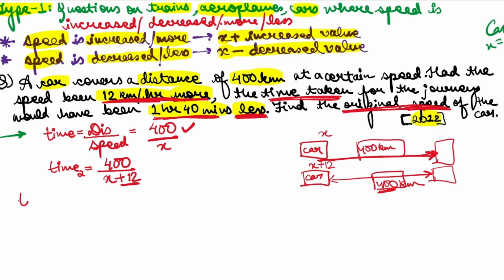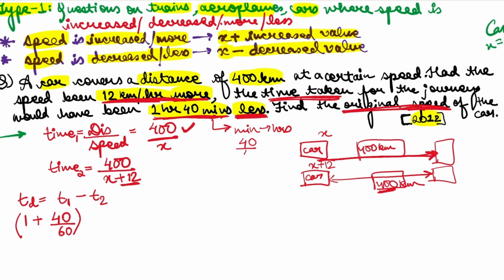Then in that case, time difference becomes equal to what? Time taken by 1 minus the time taken by 2, which becomes equal to the time difference given to us as 1 hour 40 minutes. So 1 hour 40 minutes can be written as what? You can write it as 1 plus 40 by 60. You have to convert it into hours. Always when you convert your minutes to hours, convert it just by dividing by 60. Okay, clear? So in that case, how will you write it?